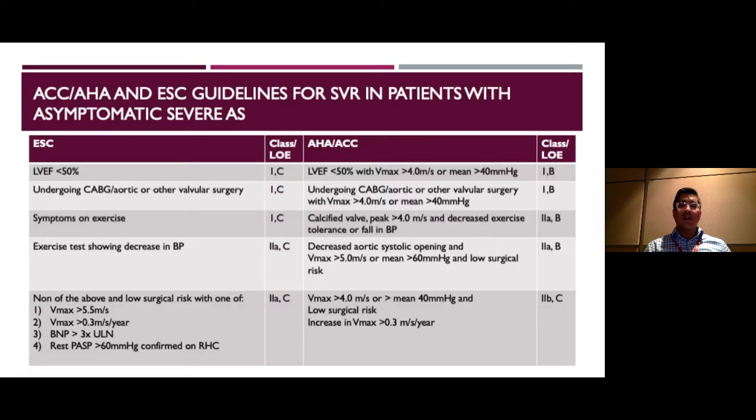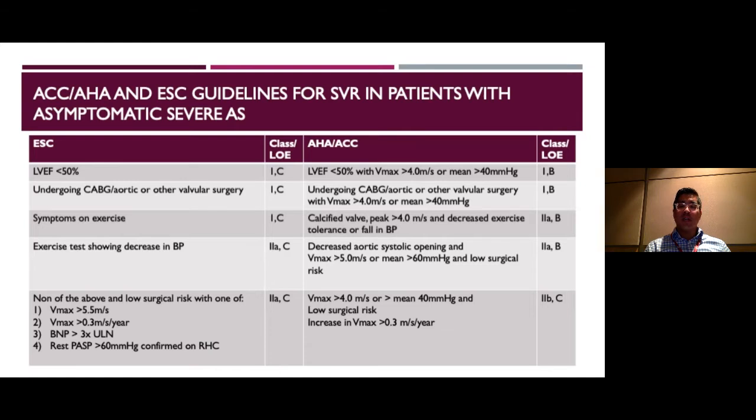This leads on to the current guideline recommendations from both the American and European societies for the indications of aortic valve replacement in asymptomatic severe AS. I won't go into all the recommendations in specific detail, but the class 1 indications are those with ejection fractions less than 50% and undergoing open heart surgery for another indication such as CABG.